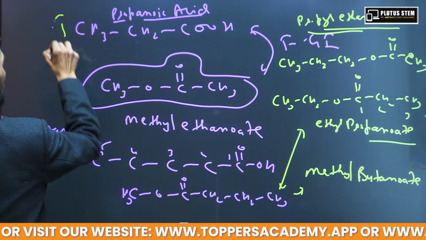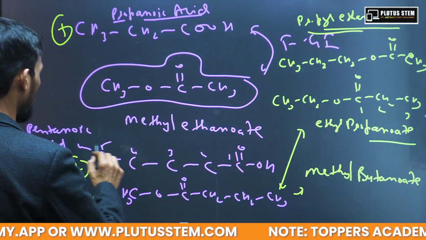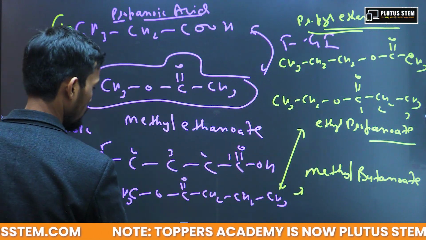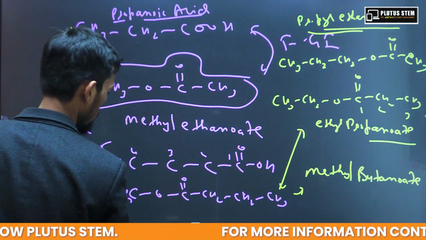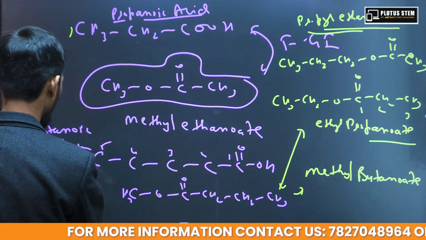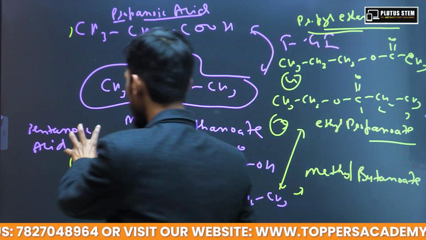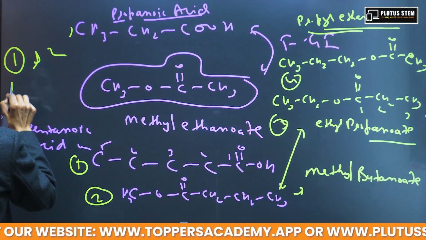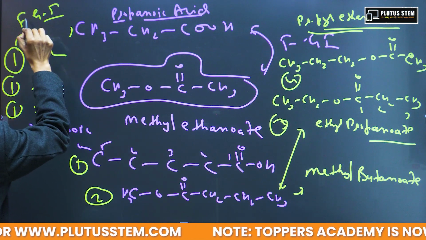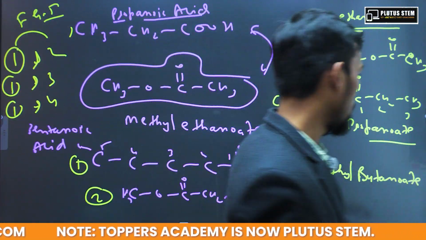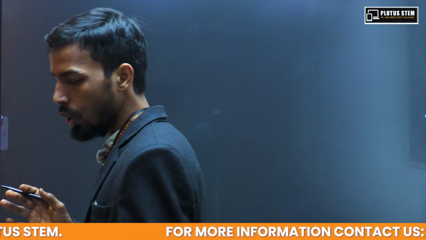This is 1, 2, this one is 3, this one is 4. The isomers are 1 and 2, 1 and 3, 1 and 4. These are functional group isomers. So I have drawn this whole slide. There are an enormous number of examples which we can draw over here.